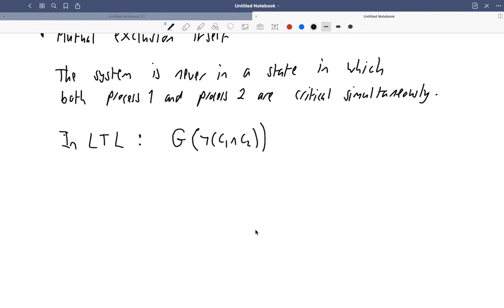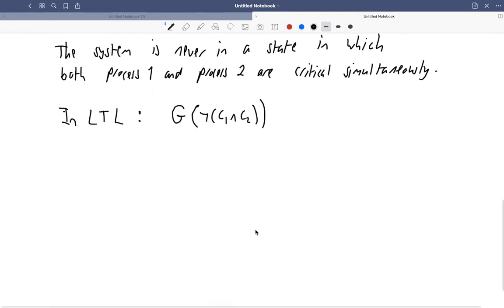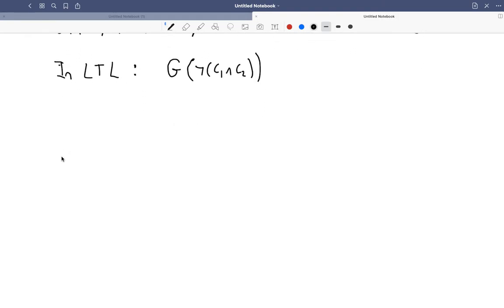And before moving off this rather simple property, before moving to the next one, I just want to mention some terminology. This is an example of a kind of property that's rather useful in computer science, and so it has a name. This is an example of what's called a safety property.